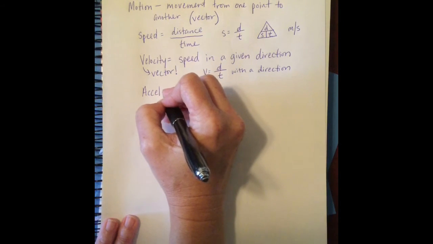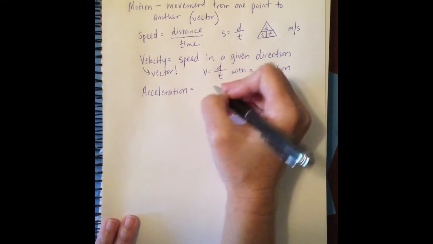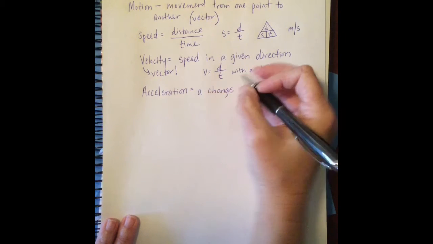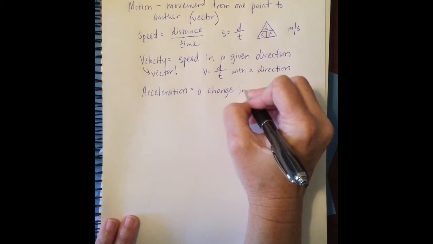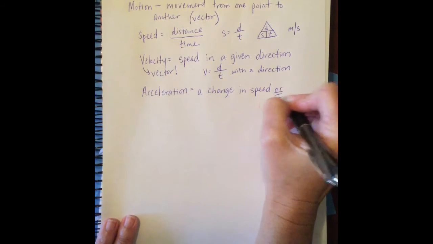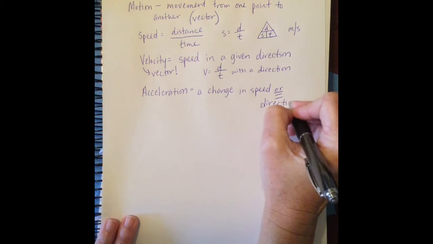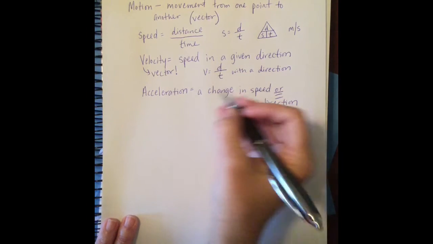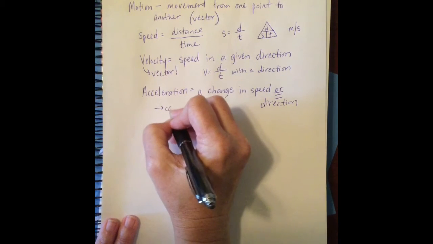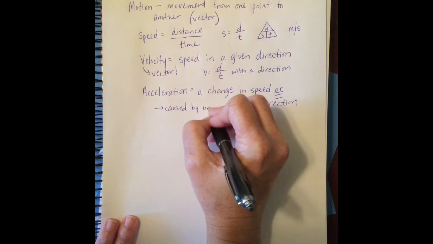Next, we have acceleration. Okay, so acceleration occurs when there is a change in speed or direction. Okay, it's speed or direction. So you can speed up, you can slow down, or you could be going the same speed but just change your direction. So that's very important. And another key thing to keep in mind is that acceleration is caused by unbalanced forces.